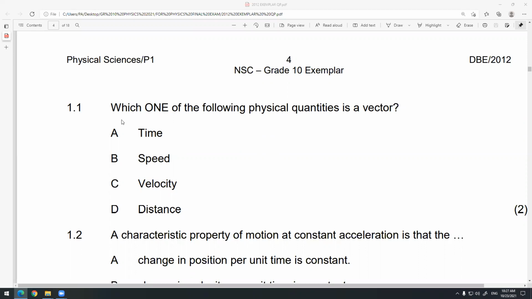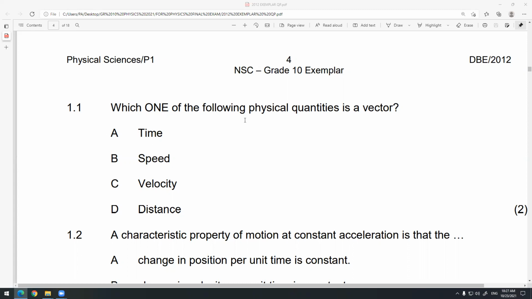Number one. First question in past papers, people, is always question 1, multiple choice questions. We have 10 questions, from 1.1 to 1.10. Let's start, let's answer our questions. First one: which one of the following physical quantities is a vector?